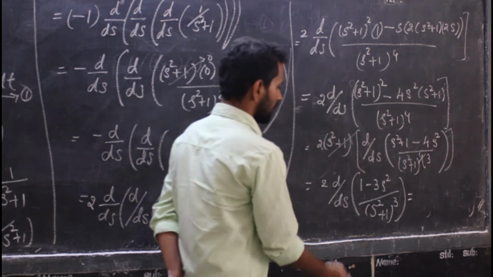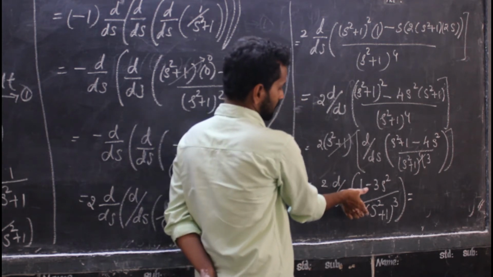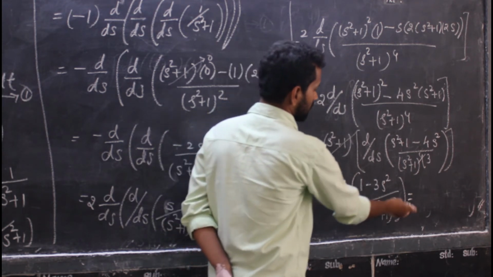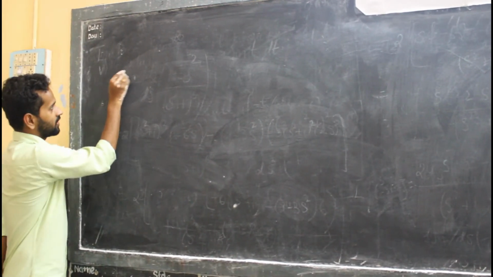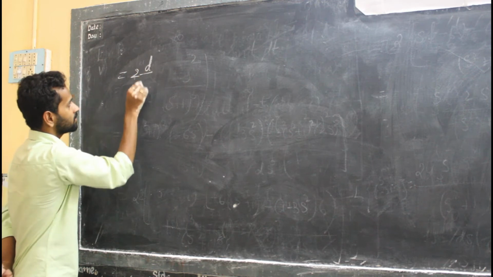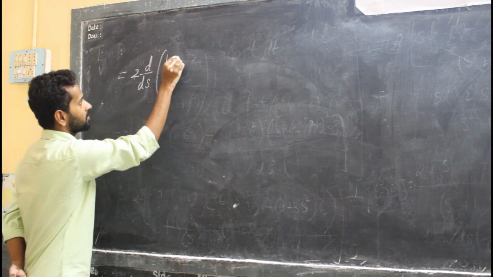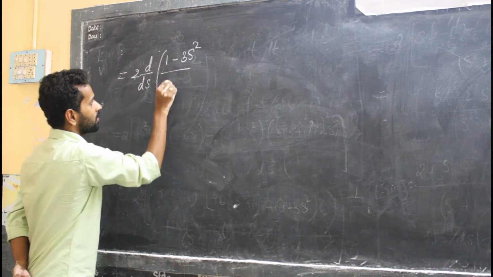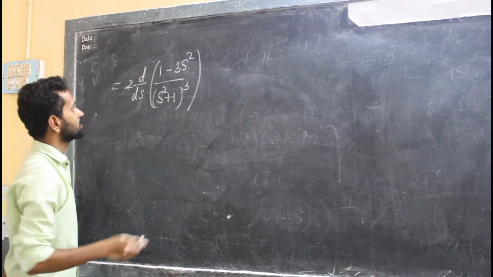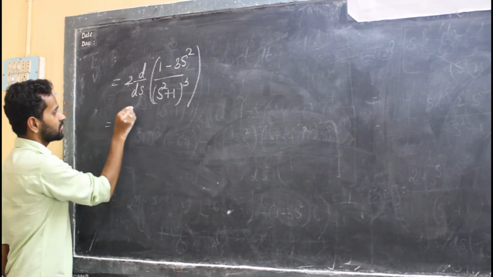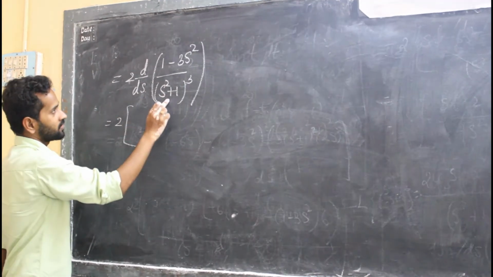Now what I need to do? Again I need to go for differentiation by using the u by v format. Now we got 2 into d by dx of (1 minus 3x square) divided by (x square plus 1) whole cube. Is it clear? So now I am going to differentiate it using u by v form. This is u, this is v.